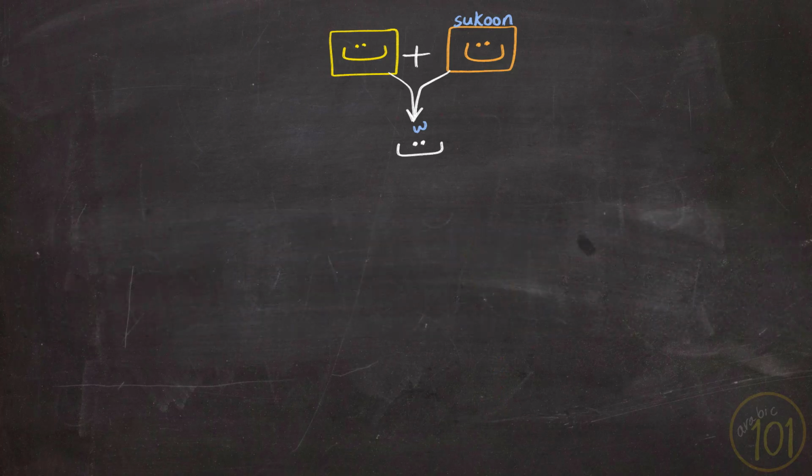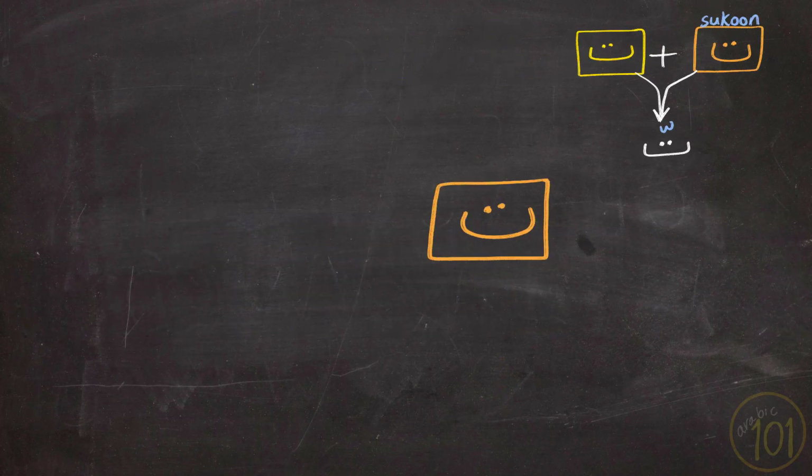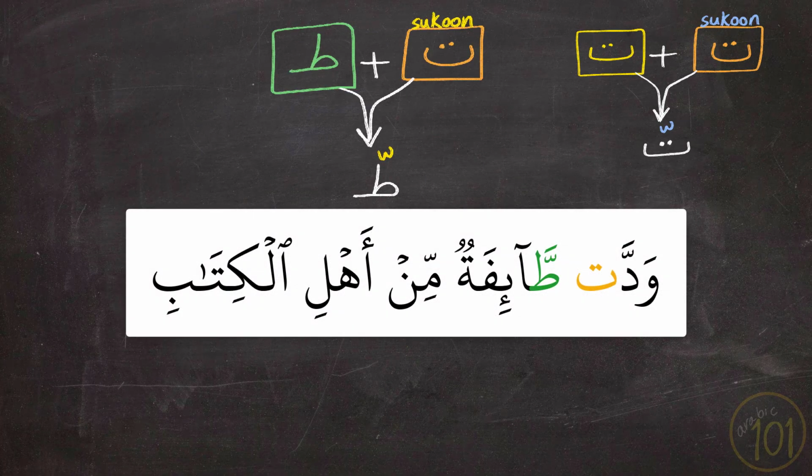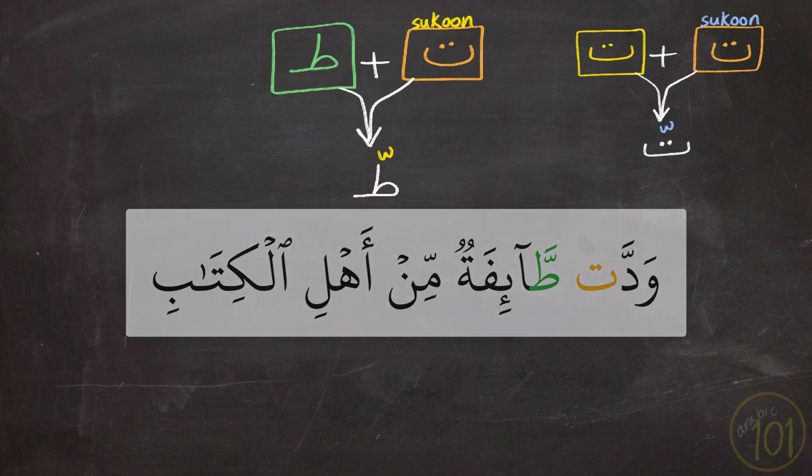So these were two identical letters. If they are similar, we're going to do the same thing as well. وَدَّ طَائِفَةٌ مِّنْ أَهْلِ الْكِتَابِ. So these two letters are not identical, but they are similar and they share many of their characteristics. So we say وَدَّ طَائِفَةٌ.